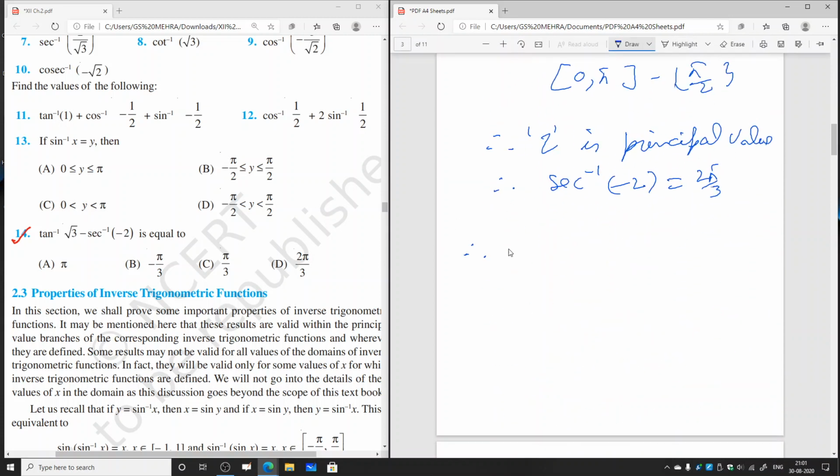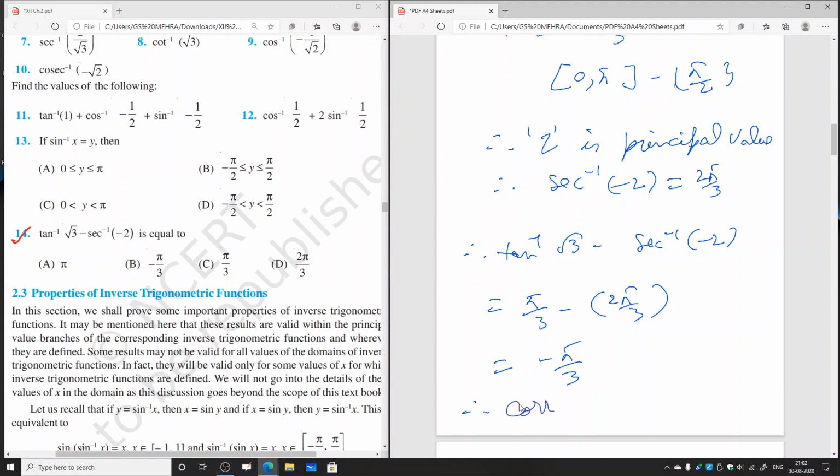Therefore tan inverse root 3 minus sec inverse minus 2 will be equal to tan inverse root 3, which we have already obtained as pi by 3, minus the value of sec inverse minus 2, which is 2 pi by 3. Solving this, since the denominator is the same, we get pi minus 2 pi, that is minus pi by 3. Therefore the correct option is B.